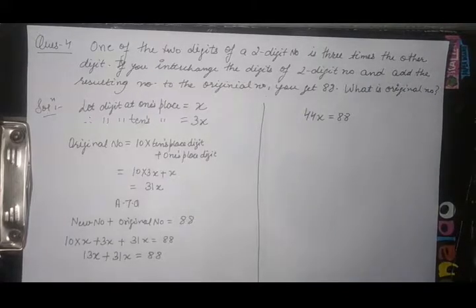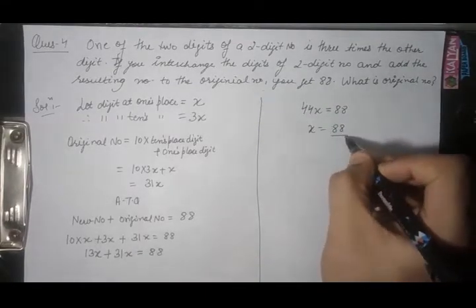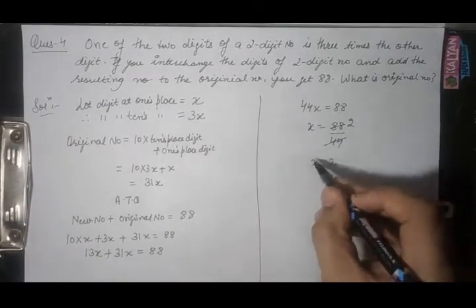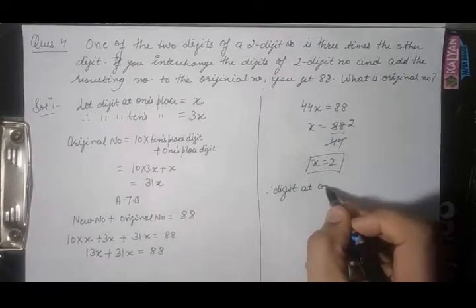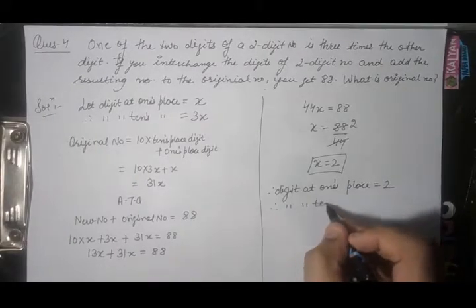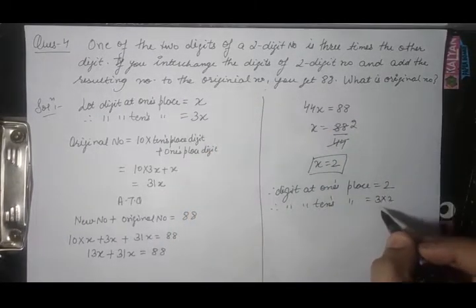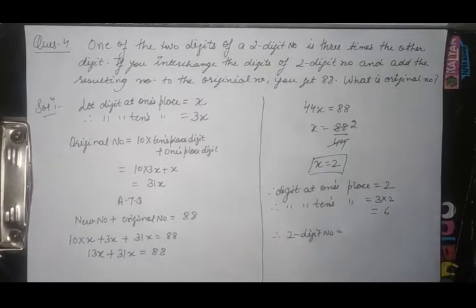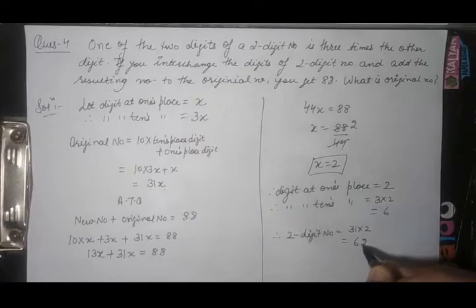So now we have to solve. We will take this 44 into the denominator. So 88 upon 44 will be equal to 2. So therefore the digit at the ones place is equal to 2, and therefore the digit at the tenth place. What was the digit at the tenth place? 3x. So this will be equal to 3 into 2, 6. So therefore the two digit number was 31x. So 31 into 2, that is 62.